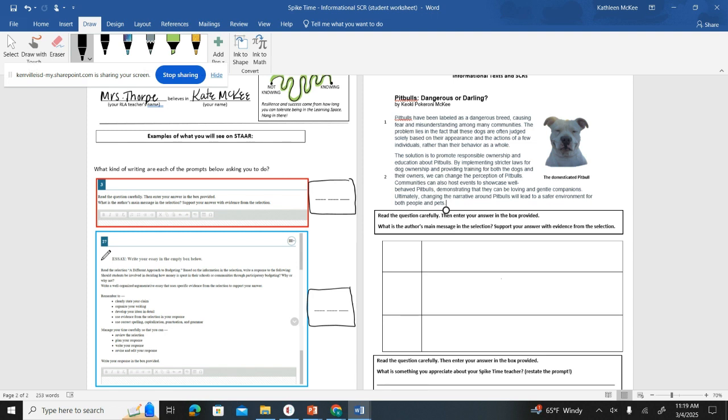Okay, so if in your conversation you figured it out, that's awesome. But if not, that's okay. We're going to do it right now. So if it asks you to read the question carefully, enter your answer in the box provided, and it says, what is the author's main message? This prompt might be different, but it's going to say, support your answer with evidence from the selection. If it looks like that, it's asking for a short, constructed response, which we're going to go over today.